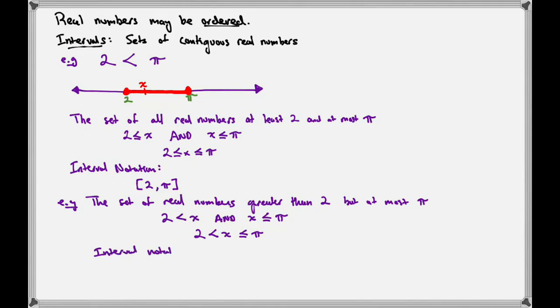In interval notation, I just modify the notation on the left here to be a parenthesis, and the parenthesis indicates that I'm going to exclude 2 because I didn't have equality here. I still write a bracket on the right because I wanted to include pi because I have equality here.